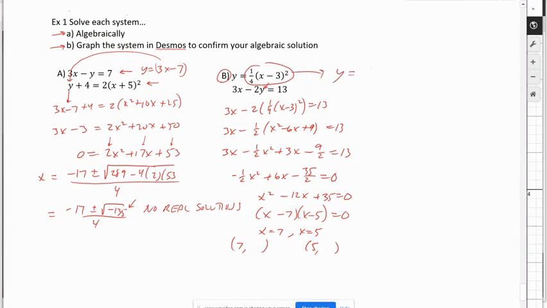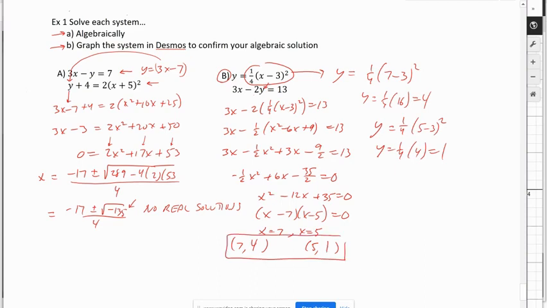So then we have y equals 1/4 of (7 minus 3) squared. And so that is y equals 1/4 of 4 squared, which is 16, and we get 4. So our y value is 4. If we plug in the other x value of 5, then we get y equals 1/4 of (5 minus 3) squared, and that is y equals 1/4 of 4, which is 1. And so our two intersection points are (7, 4) and (5, 1).